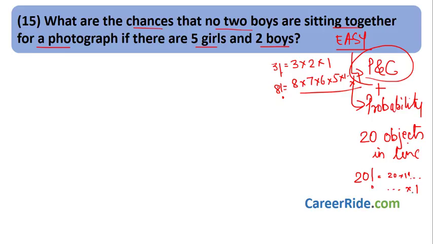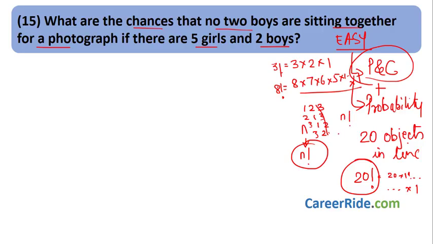20 factorial it will be till 1. So if you have n objects in one line, they can be arranged in n factorial ways amongst each other. For example, if there are 3 people, 1, 2 and 3, how can we arrange? We can have 2 1 3, we have 3 1 2, we have 3 2 1, like that. This is nothing but n factorial.